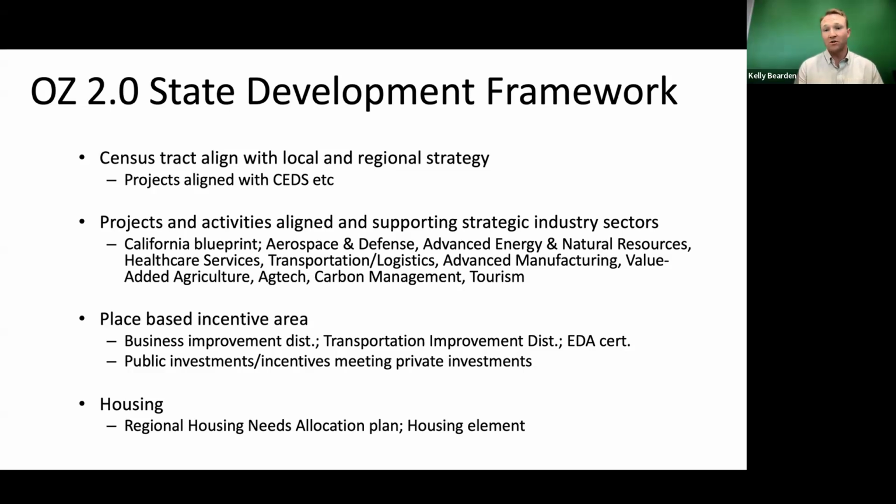The state will also be looking at housing. It's no secret that the state's priority is to develop more housing. They have a tremendous need to develop housing statewide. And so the regional housing needs allocation plan and each city's housing element will be important to consider.